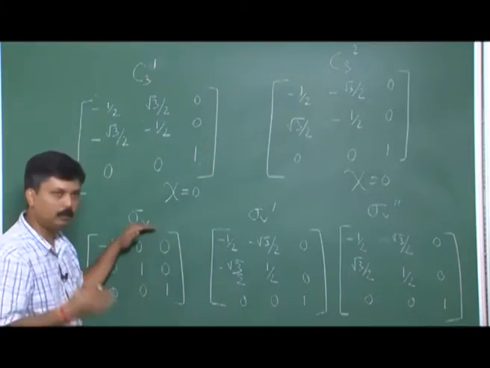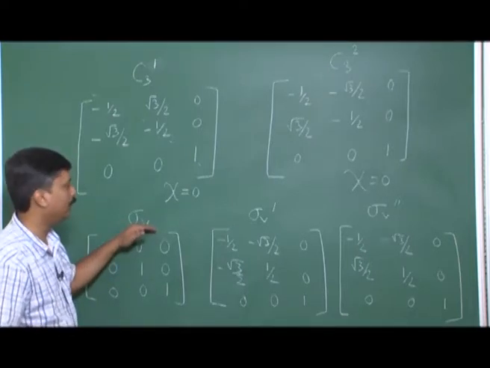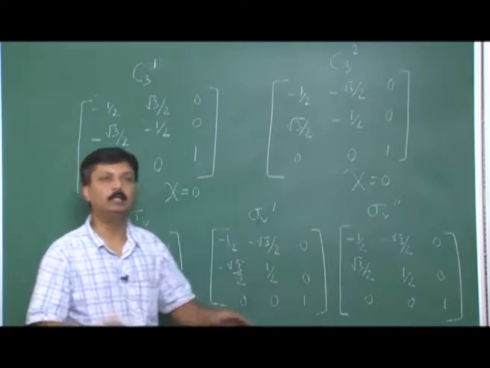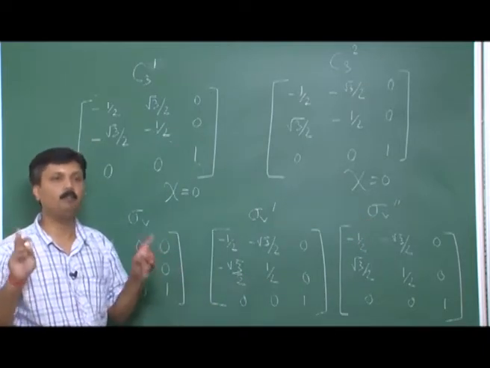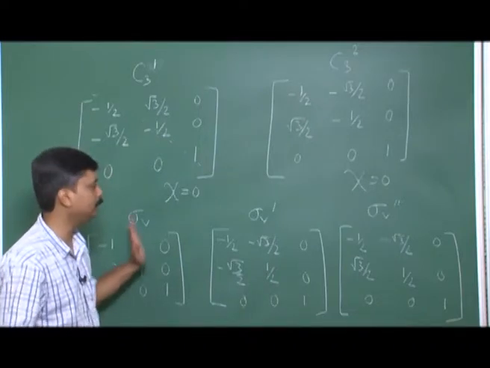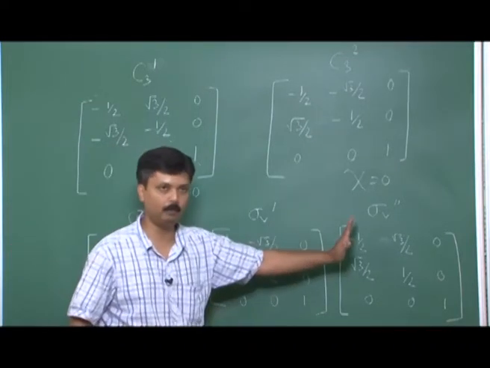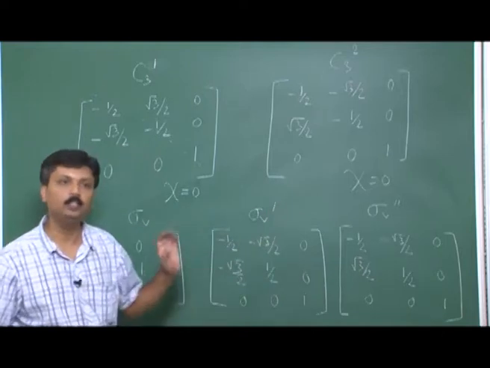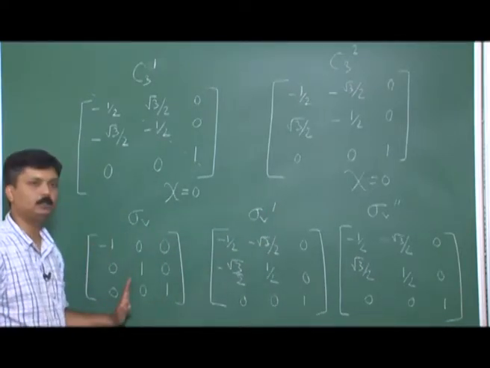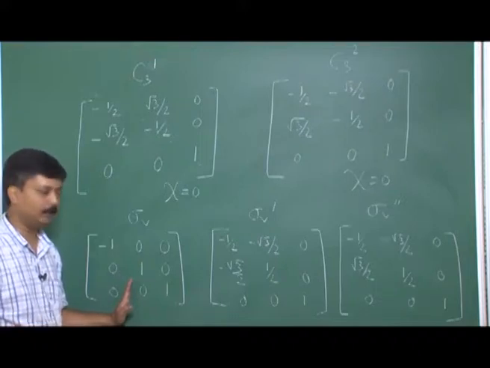So for the same problem of C3v, I have 3 sigma v's, and we also said at that point of time that these 3 sigmas form a class. Therefore, the matrices representing sigma v prime and sigma v double prime are conjugate to each other. Therefore, their characters should be identical. Let's verify that.